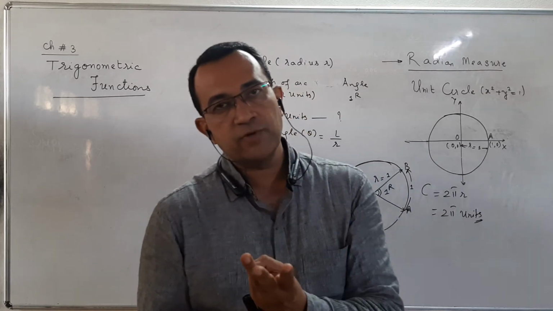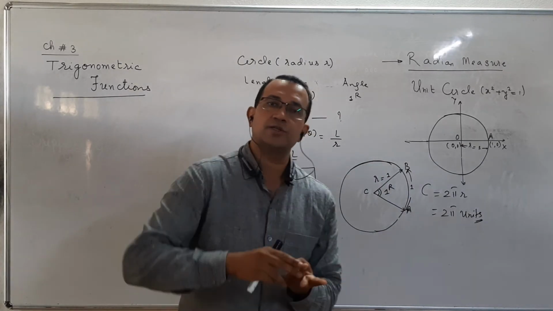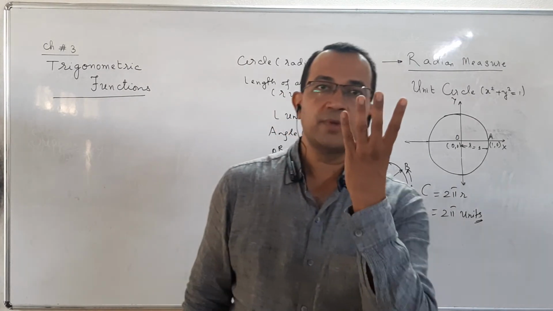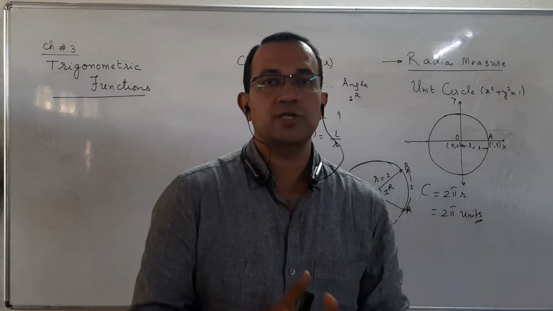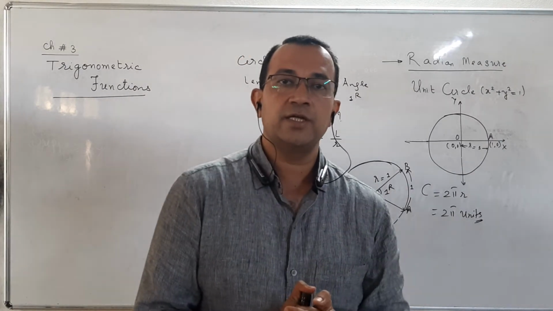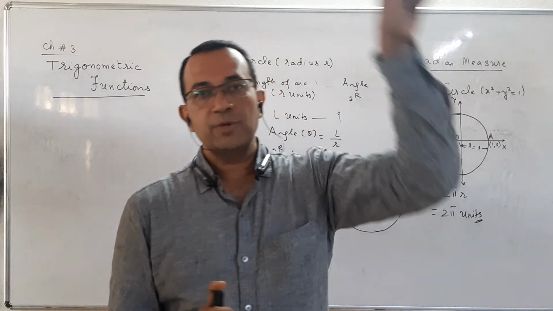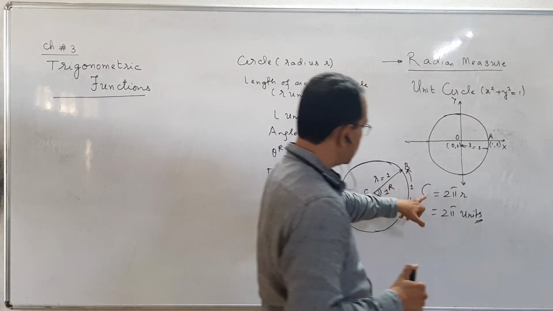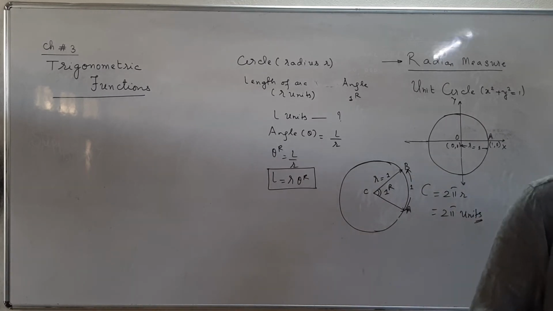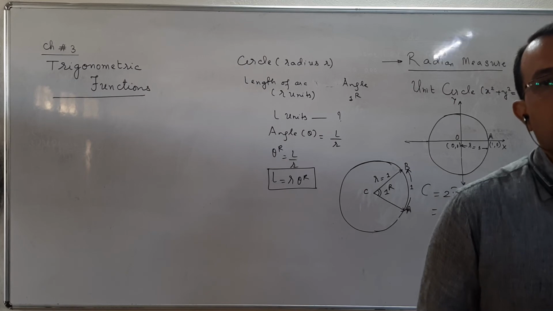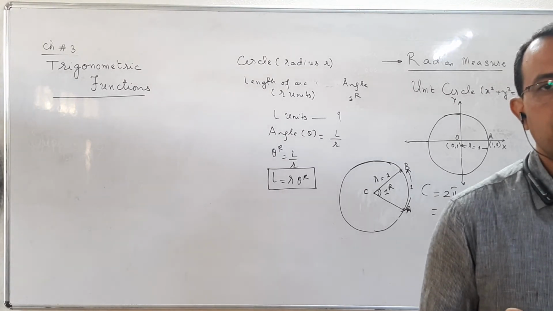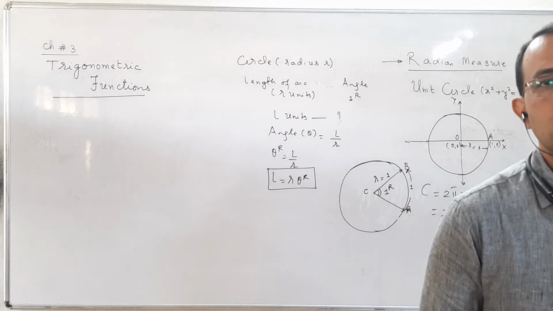Point number 3, convention remains same. Anti-clockwise is positive, clockwise angle is negative. Point number 4, one complete rotation in degree measure is 360 degree. One complete rotation in radian measure is 2 pi radian, because the circumference of a unit circle, c is equal to 2 pi r is equal to 1, so that gives us 2 pi units.